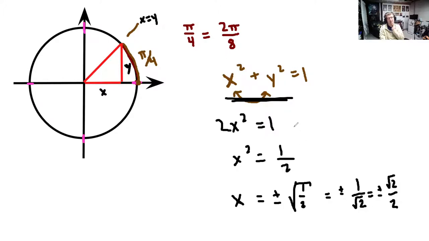But which of these is it? Well, this terminal point is in the first quadrant, which means that we only take the positive. So what are the terminal point's coordinates for an angle of pi over 4? It's root 2 over 2, comma root 2 over 2.